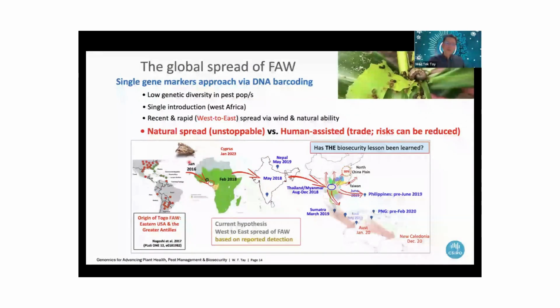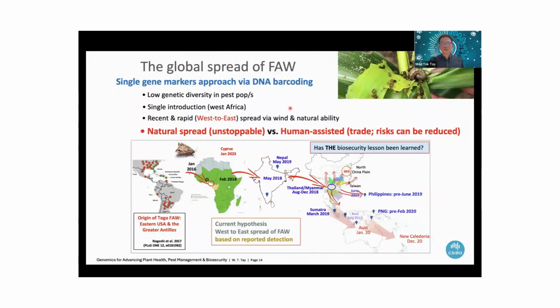As many of you know, the fall armyworm was first reported in Western Africa, in the Benin region, in 2016. And subsequently, based on the detection dates, it's assumed that it has spread from Western Africa to the whole of Africa, and then to South Asia, Southeast Asia, and so forth, into the Pacific, and eventually to, for example, New Zealand. And these populations share the same CO1 signature. So it seems like this is a founding population spreading very quickly.